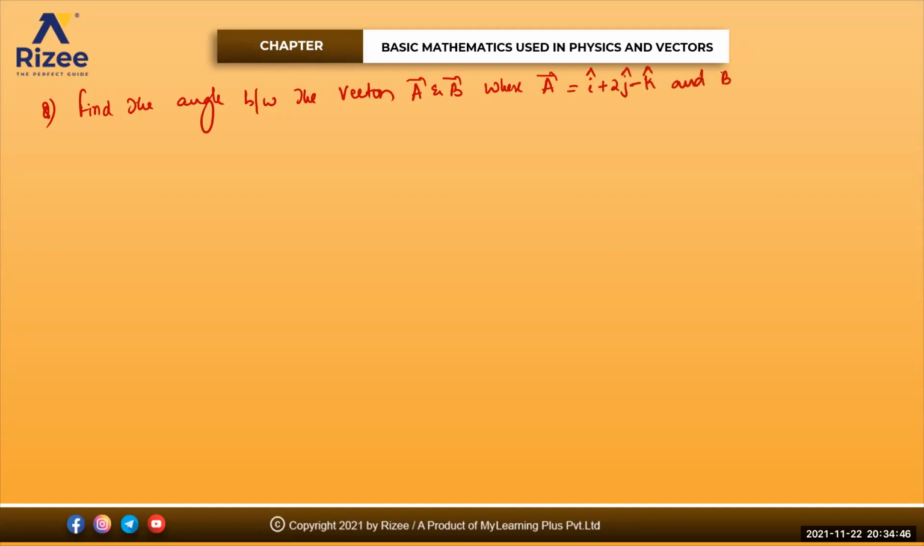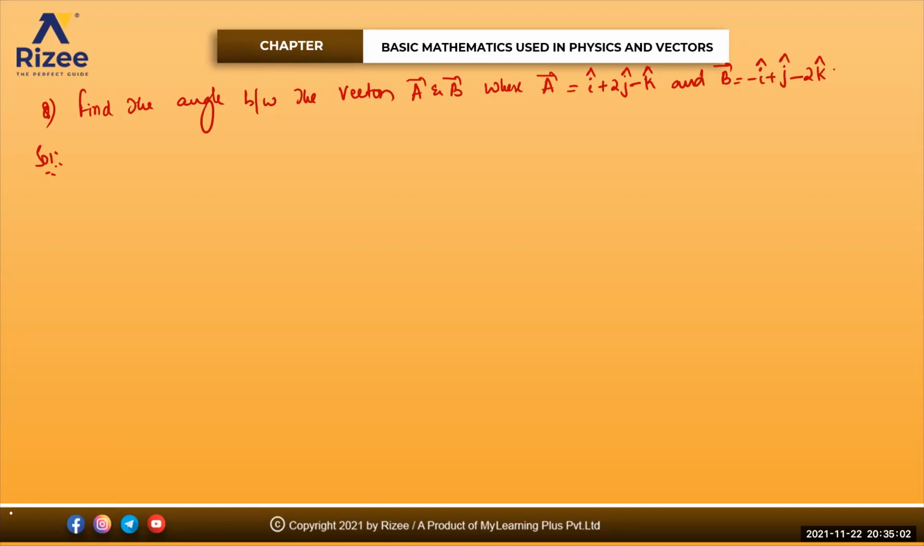Let me give you one question. See here. Find the angle between the vectors A bar and B bar, where A bar is equal to i cap plus 2 j cap minus k cap, and B bar is equal to minus i cap plus j cap minus 2 k cap. Can anyone try? Find the angle between A bar and B bar.